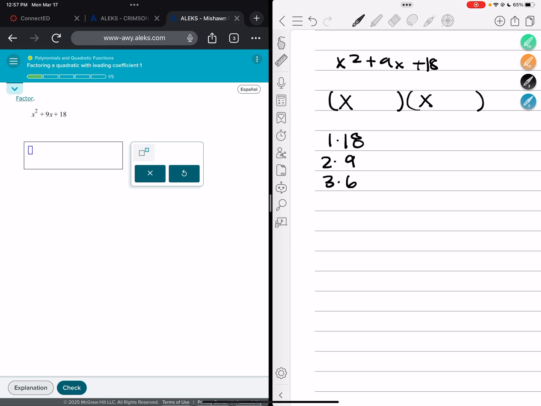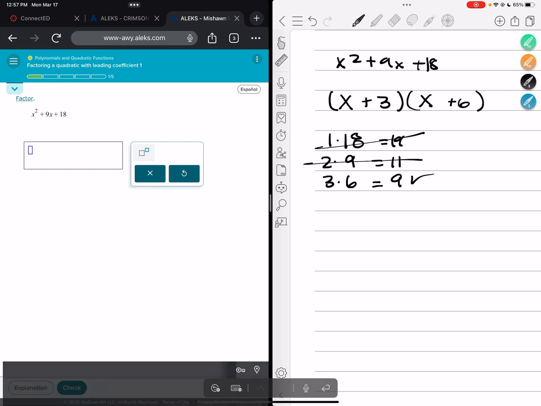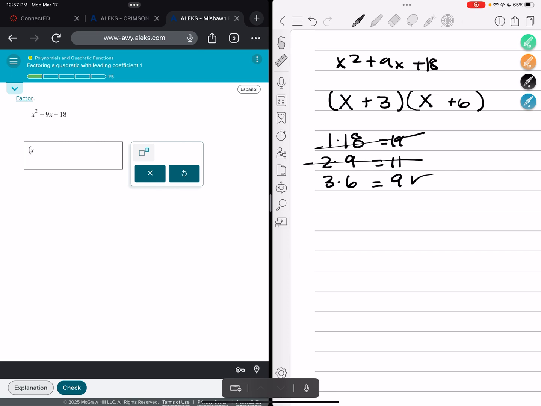So from here, if I go 1 plus 18, that's 19, so that doesn't work. 2 plus 9 is 11, so that doesn't work. 3 plus 6 does equal 9, so that works. So I could go plus 3 and plus 6. And so that's what I'm going to put over here. It's parenthesis x plus 3, then x plus 6, which we can check.